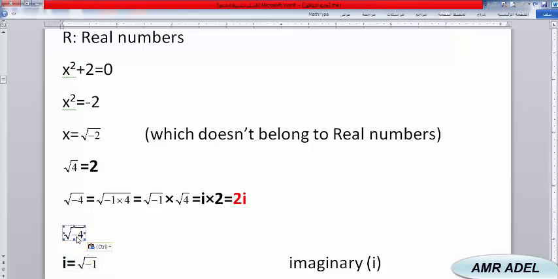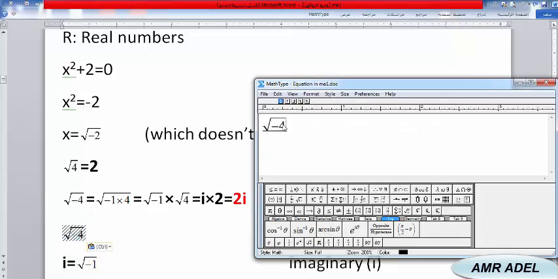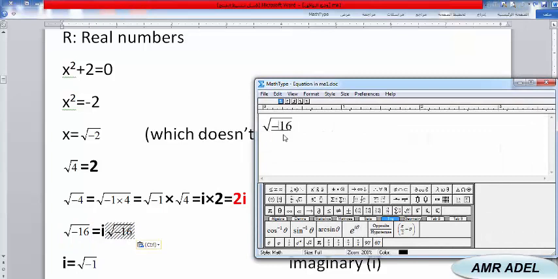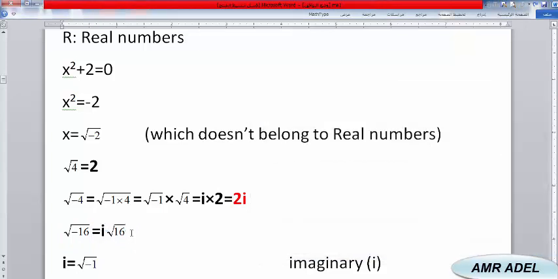Square root, for example, 16. Okay, it will be what? Now directly remove the minus, and put I outside. Then write the root again without minus, to be easy for solving. Now, what is the square root of 16? It's 4, and I will be written.